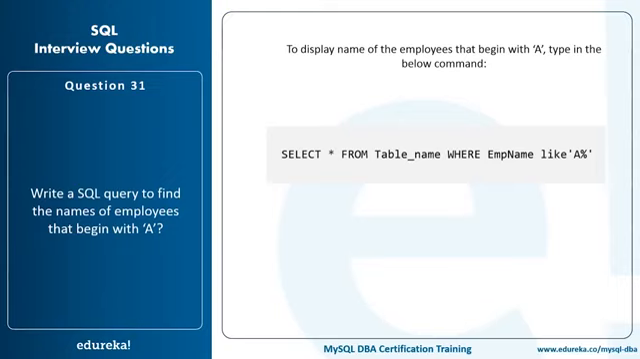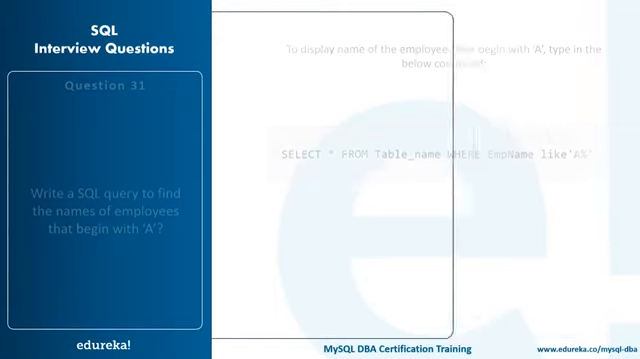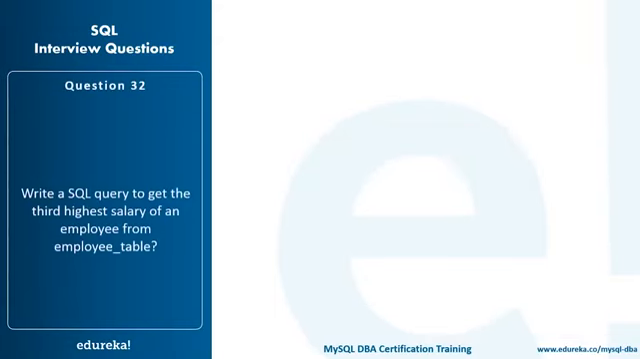Now suppose if you want to write a query to find the names of employees that end with A, what you can simply do is you can again write a similar query like select star from table name where employee name like '%A', right? So where the percentage comes forward, that means all the names that start with any alphabet but end with the A will be considered.